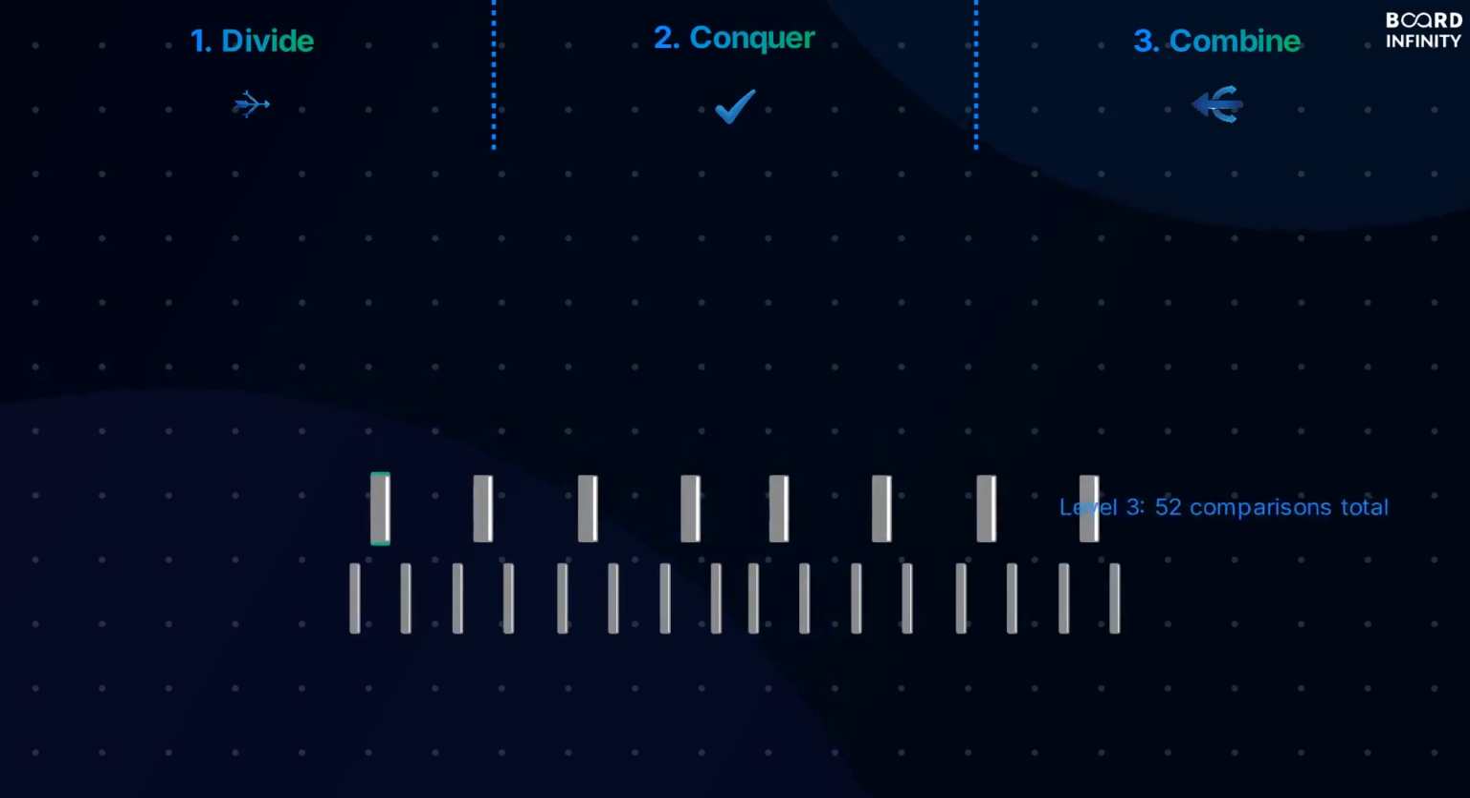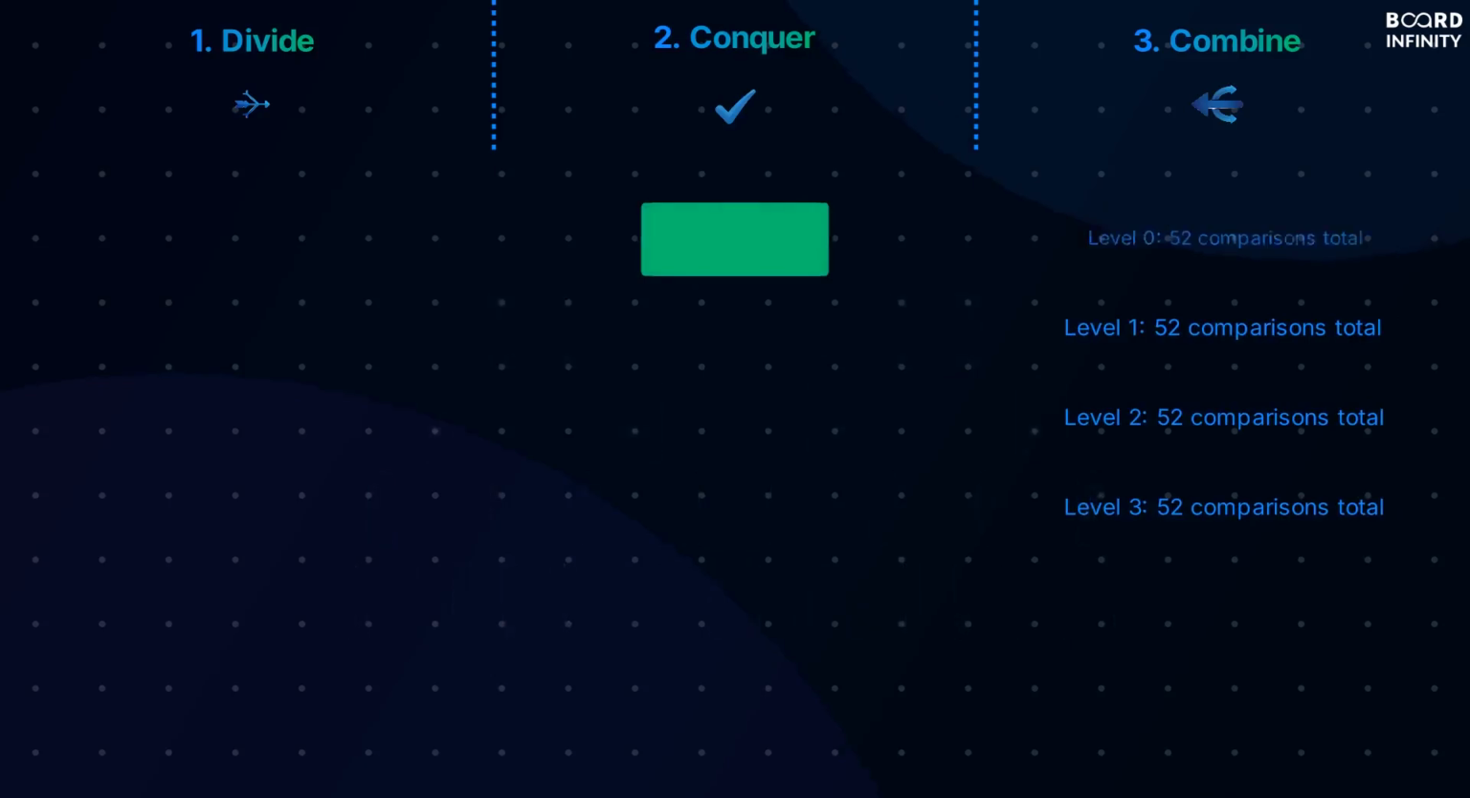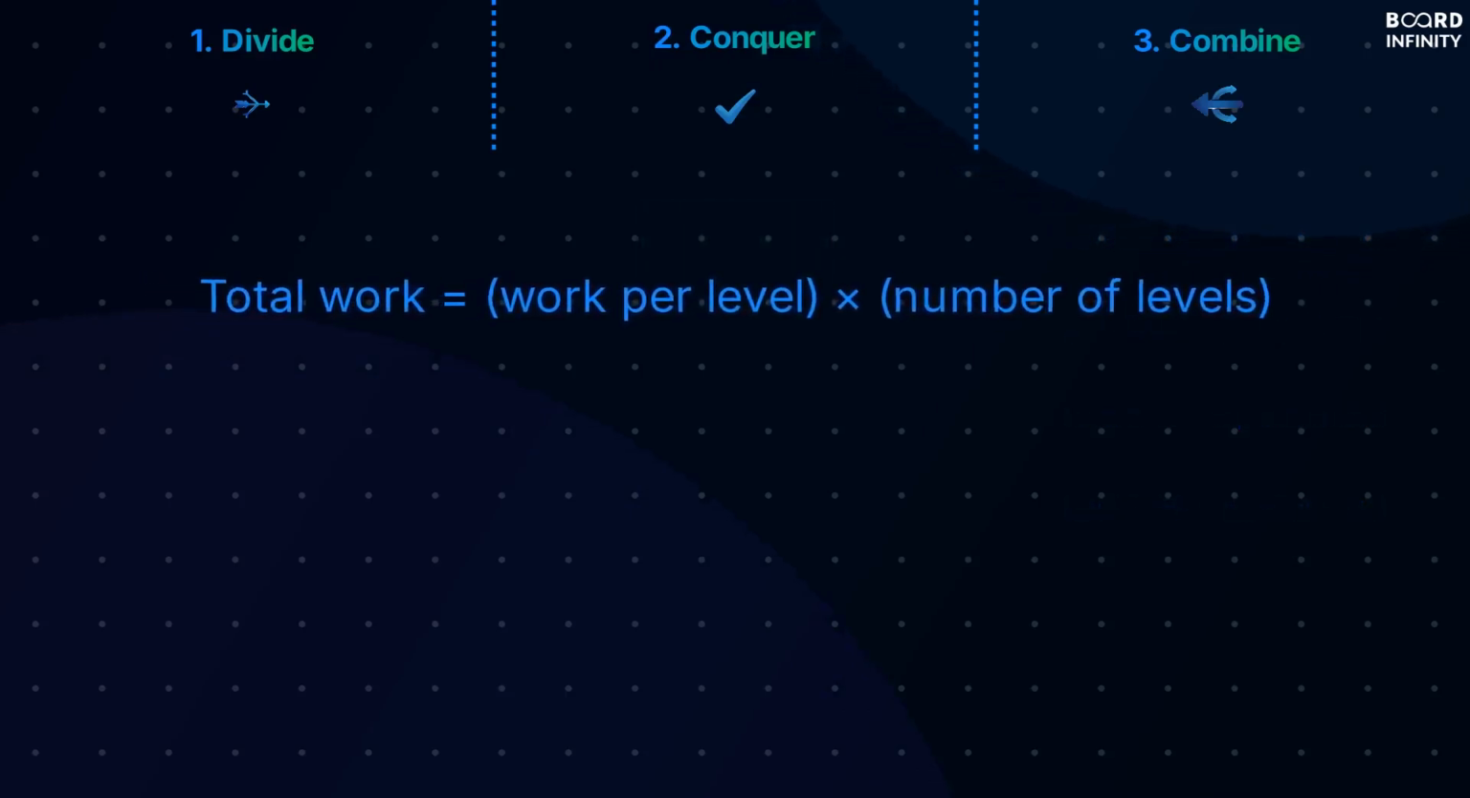And because you split the deck log base 2 of n times, the total work is n times log base 2 of n. That's why merge sort guarantees big O of n log base 2 of n performance, no matter what the input looks like.